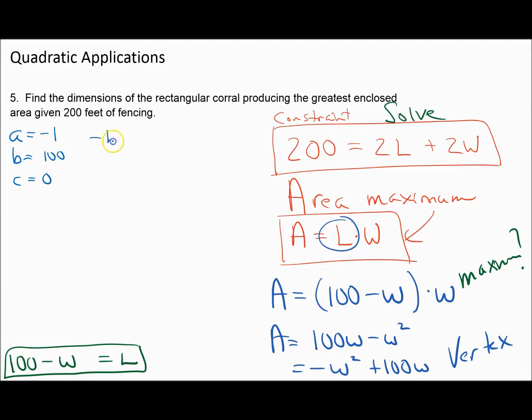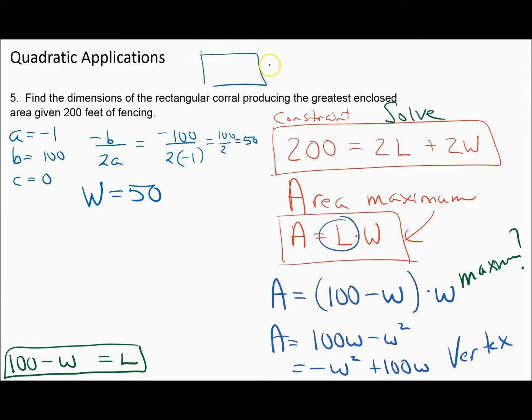So if I calculate negative B over 2A, remember that's the X value of the vertex, that's going to give me negative B, so negative 100, over 2 times A, which is negative 1. That's going to give me 100 over 2, which is 50. Now remember, we're not talking about x in this case. We're actually talking about W. So we know that W equals 50. What does that mean? Remember what W was? If I go back and draw my rectangle back up here for you, remember that's W and that's L. So that means the width is 50. How do I find the length?